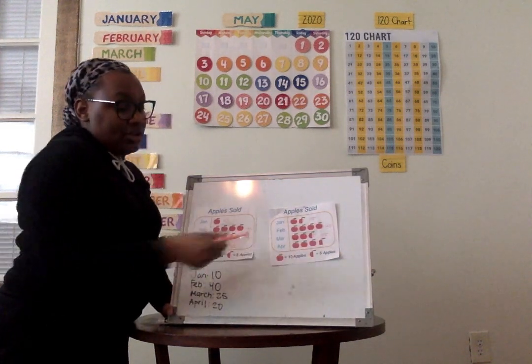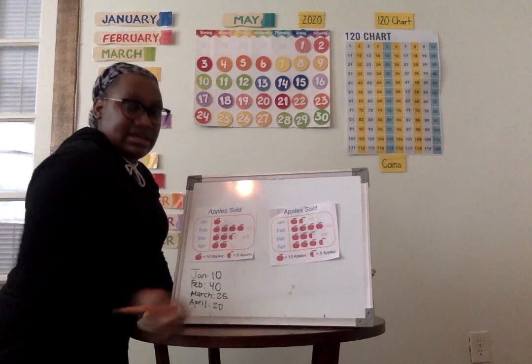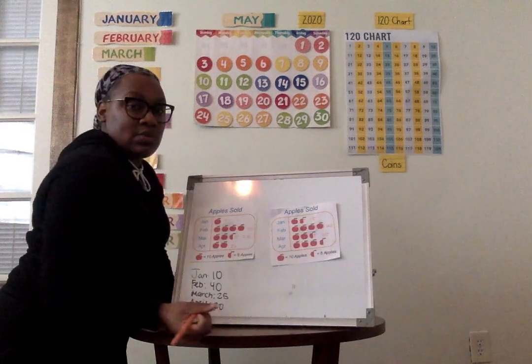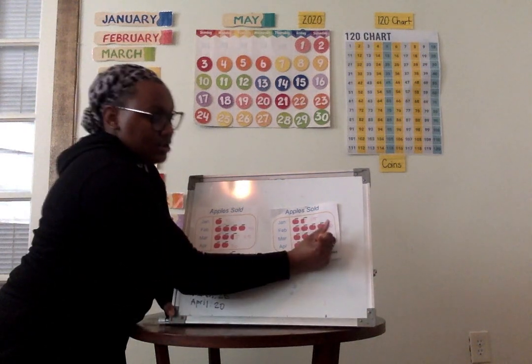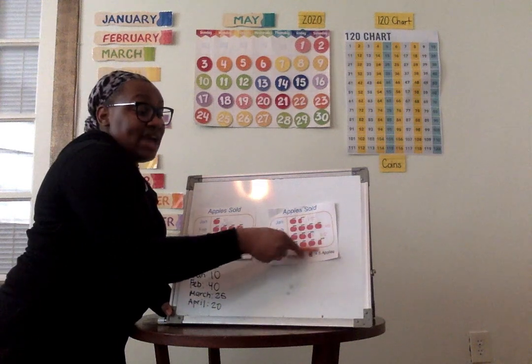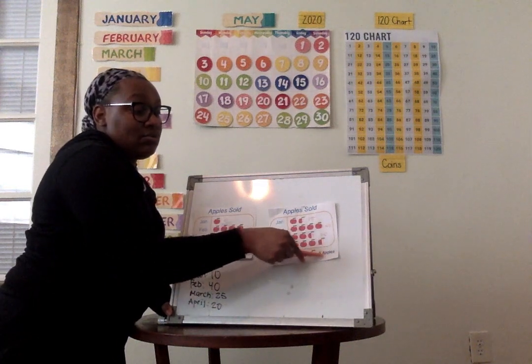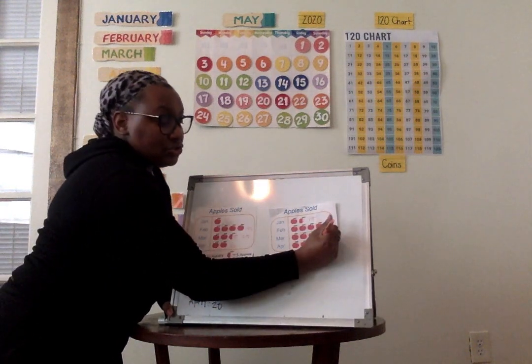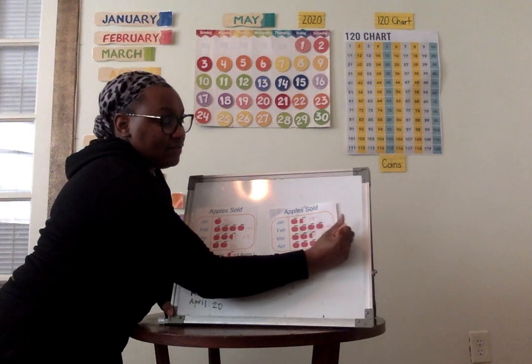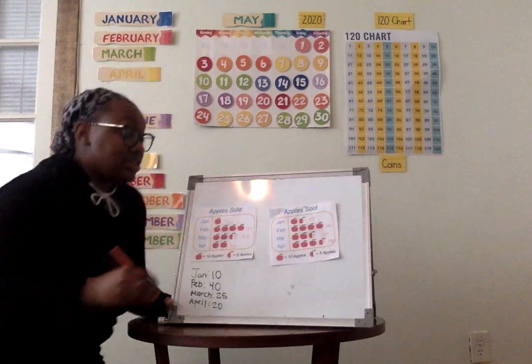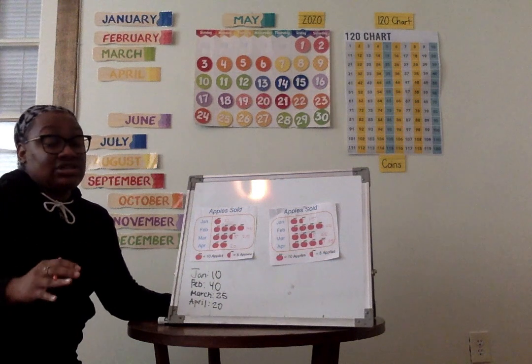Let's count April. Get ready. 10, 20, 30. Oh, and we have half of an apple right here. We know half an apple is worth 5 apples. So 30 plus 5 is 35. Great. So now the hard part is done.